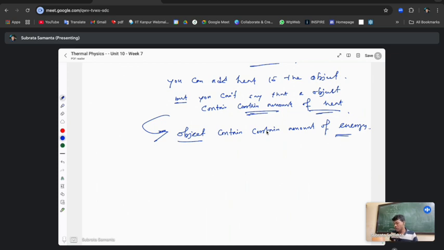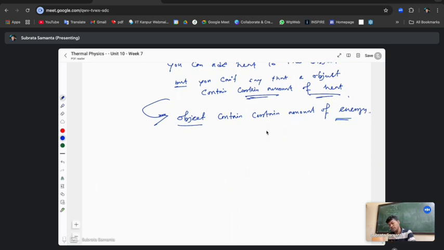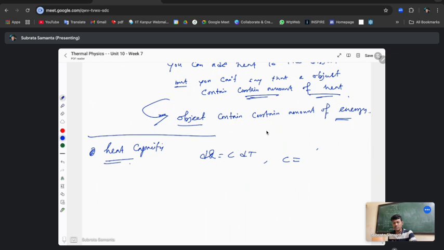So now the heat capacity. The next concept is the heat capacity. I already told that the heat capacity is basically dq, that is, how much heat needs to be supplied to the system to raise the temperature by dT. So dq is basically C times dT, where C is dq over dT. Okay, so this is the heat capacity.